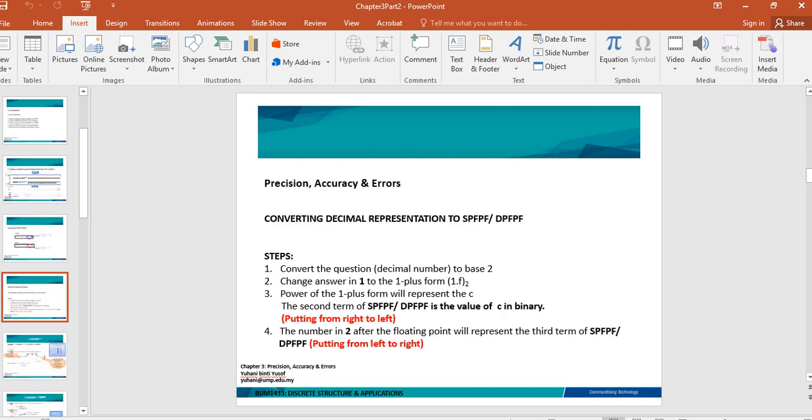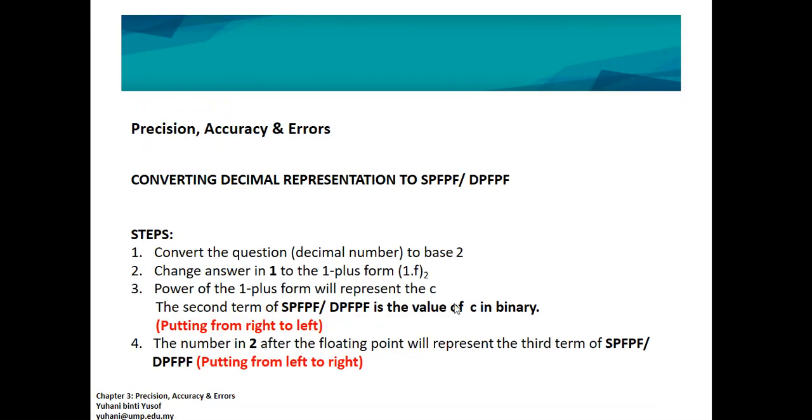So first of all, we learn how to convert the decimal representation to single or double precision floating point form. So what you need to do, you need to follow these 4 steps. The first step is convert the number to base 2. So you are given a decimal number, so you will convert it to base 2, meaning your answer will be given as 0s and 1s. Second, you change your answer to the 1 plus form. 1 plus form means you will represent it as 1 point something.